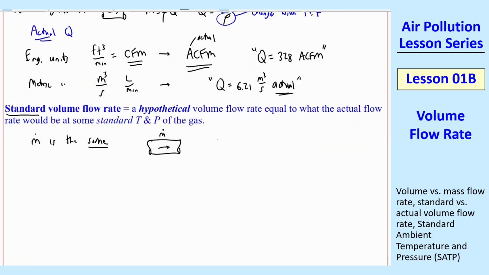So in other words, we choose a standard temperature and pressure. And there's different ones you could use. And we're going to use typically what we call standard ambient temperature and pressure.